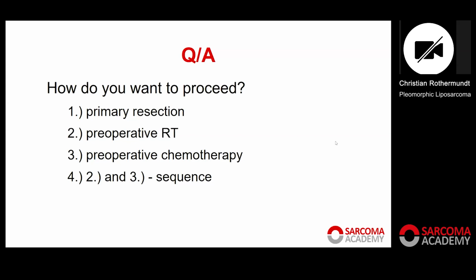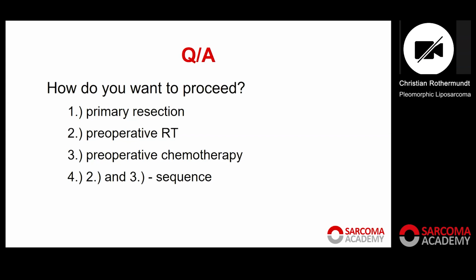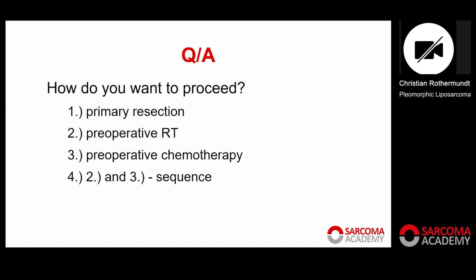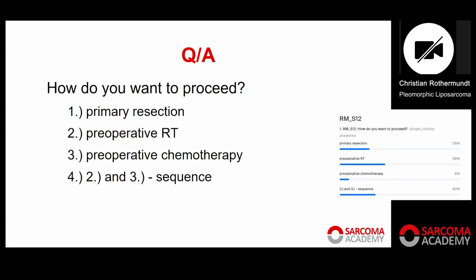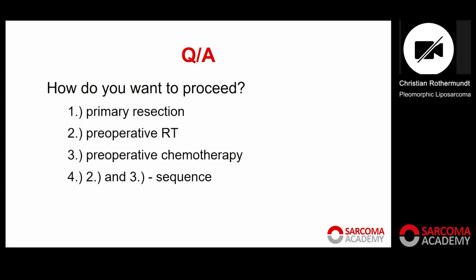So there's now a multiple choice. Can you ask the audience now, Eugen? It just popped up on my screen. It already is working. We already have more than 30 answers. Very good. Well, let's say the answers are: primary resection 25%, preoperative radiation 38%, pre-op chemo 8%, and the sequence 30%. Okay, good. So pretty much well distributed, one third, I would say. Good, thank you.